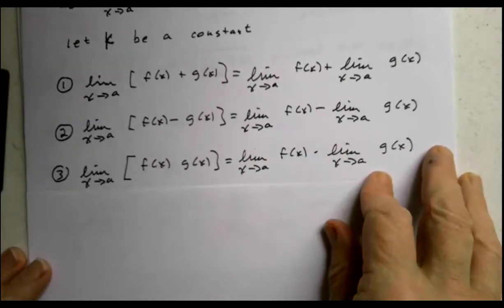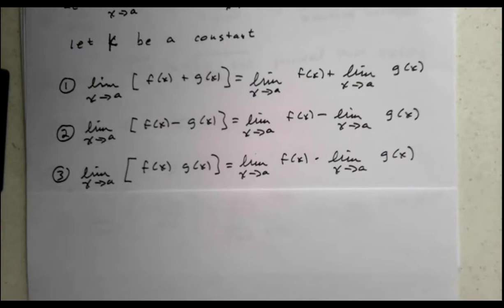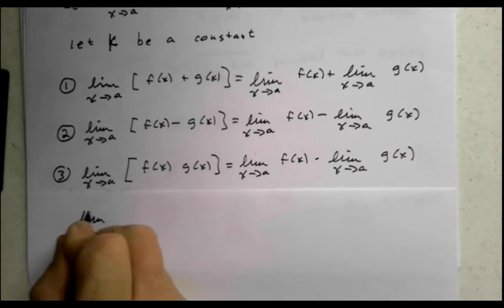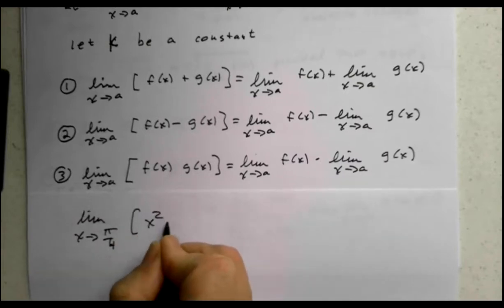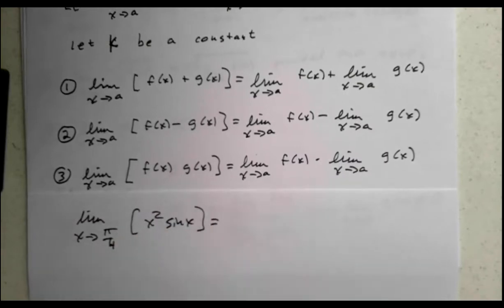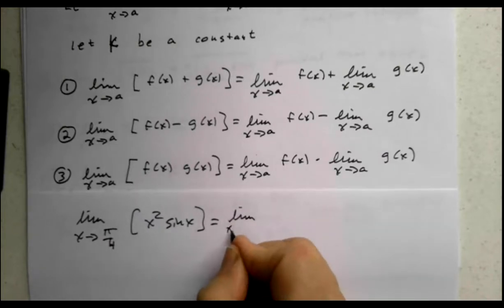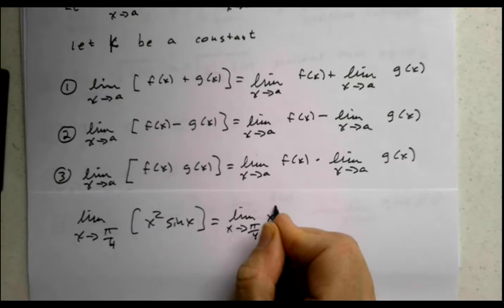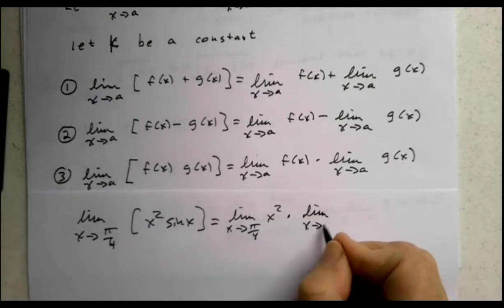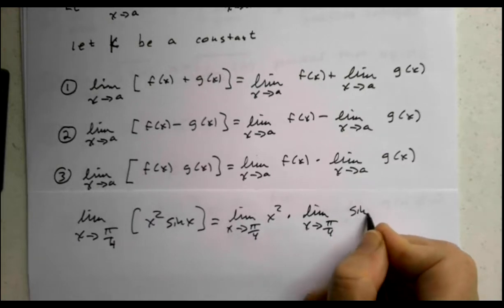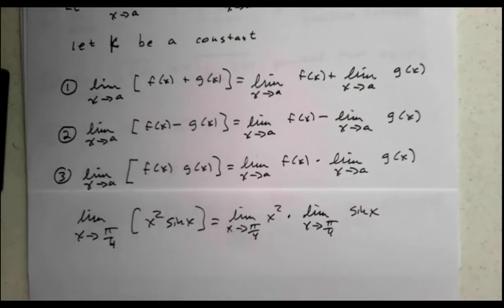Well, we could say something like this. We could say the limit as x approaches pi over 4 of x squared sine x. That would just be the limit as x goes to pi over 4 of x squared times the limit as x goes to pi over 4 of sine x. So that works for us. We want to assume these limits exist, as we said, for this to make sense. And they do in that case.